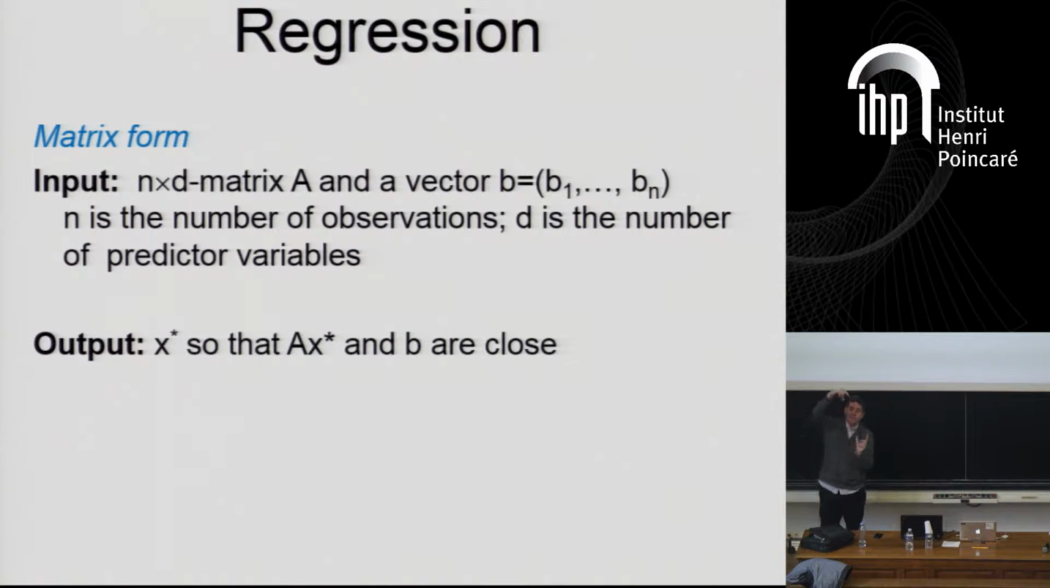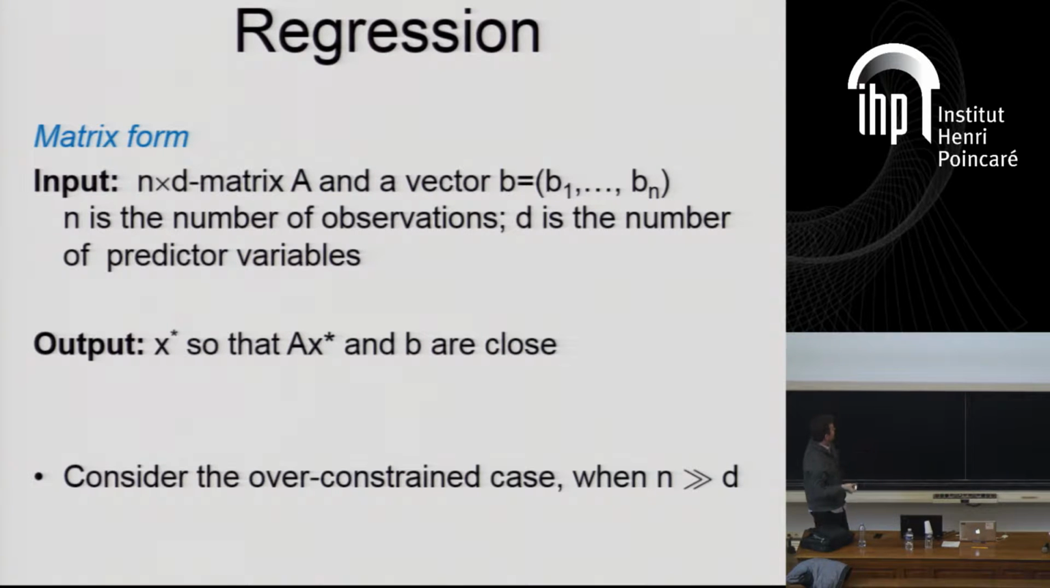So A is an n by d matrix, and x star is taking linear combinations of its columns, and you get A x star and b, and you want them to be close under some notion of closeness. Throughout the talk, we're going to consider the overconstrained case when n is much larger than d. So this matrix A is a very tall, thin matrix, and there need not exist a solution A x star equals b.